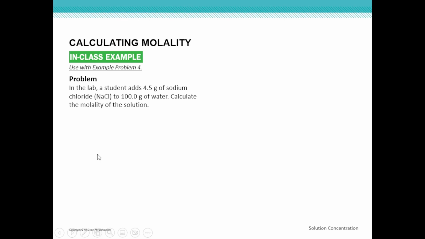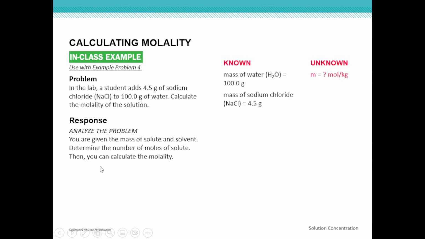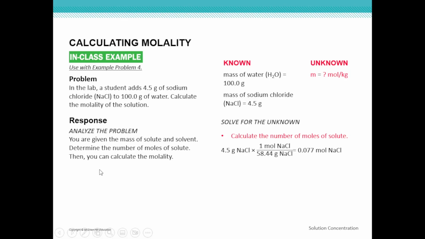So molality equations are actually fairly simple to solve. We just need to convert our solute to moles, and then we need to convert our solvent to kilograms. So our knowns, we have 100 grams of water, 4.5 grams of sodium chloride. Looking at these, the water is present in the greater amount. That's clearly the solvent. And then the sodium chloride is 4.5 grams. That is the solute.